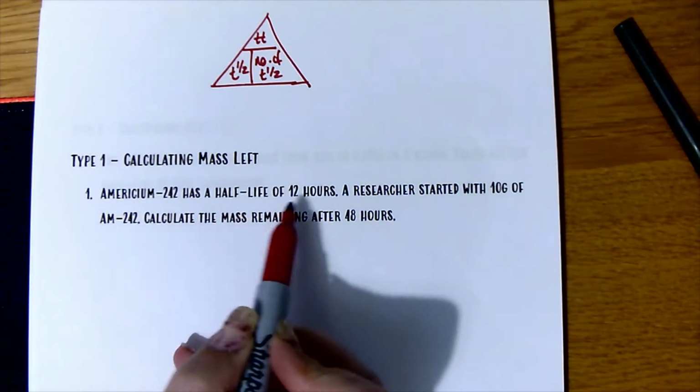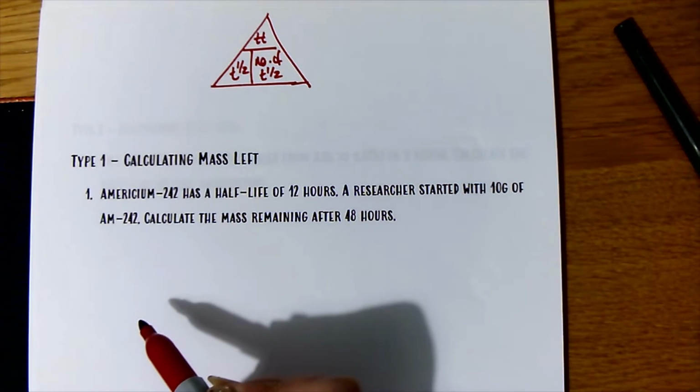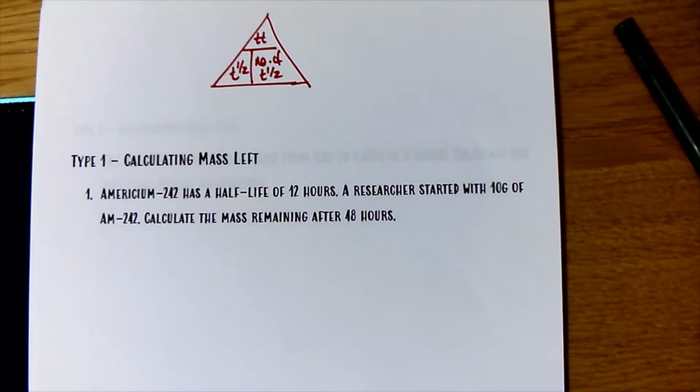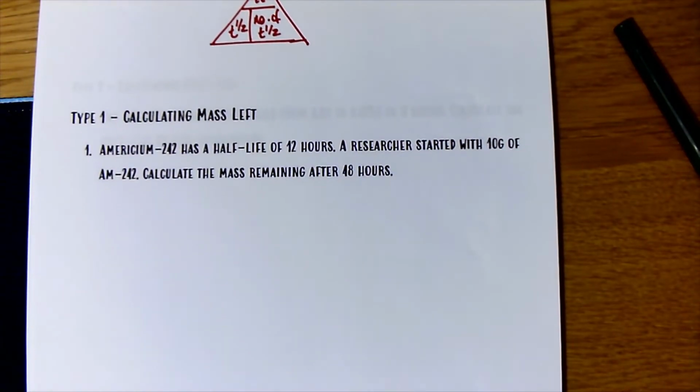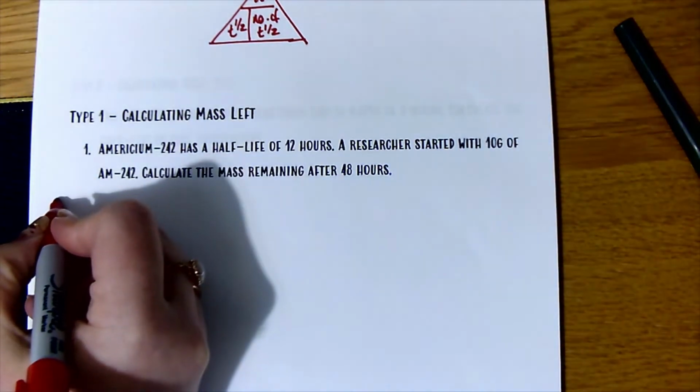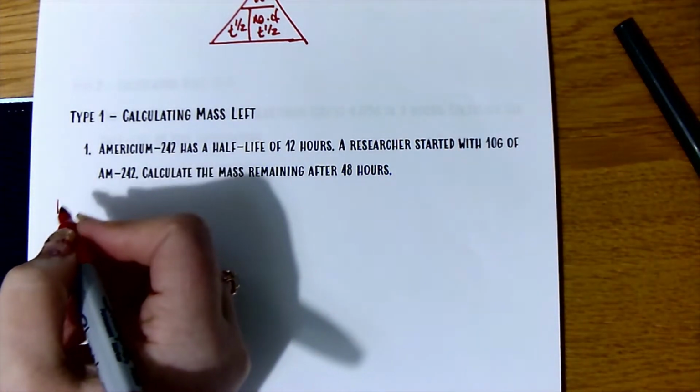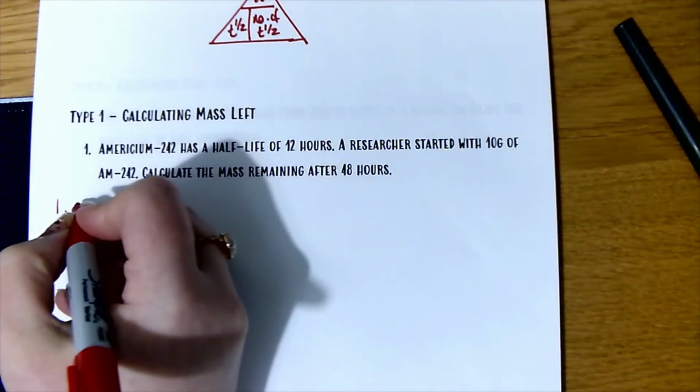Americium-242 has a half-life of 12 hours. A researcher started with 10 grams of americium-242. Calculate the mass remaining after 48 hours. Okay, so our first step is to calculate the number of half-lives.